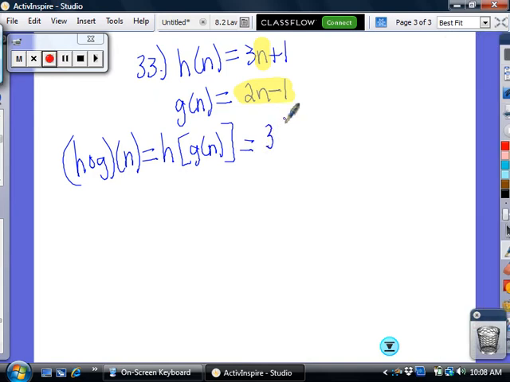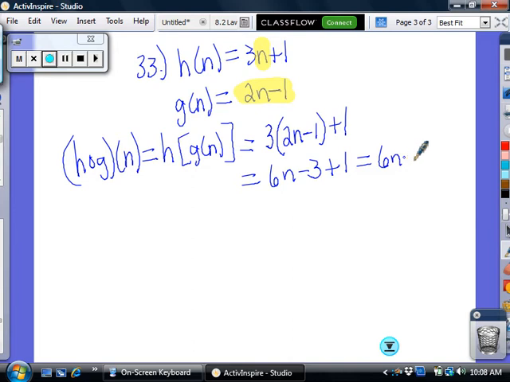So we'll take the n out. We'll substitute in a 2n minus 1. And then we'll add 1. So that would be 6n minus 3 plus 1, which simplifies to 6n minus 2. And that's h of g.